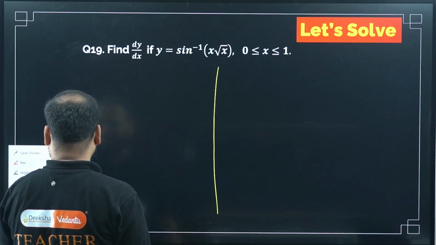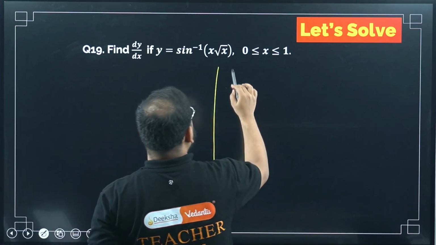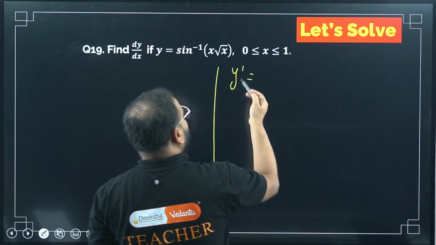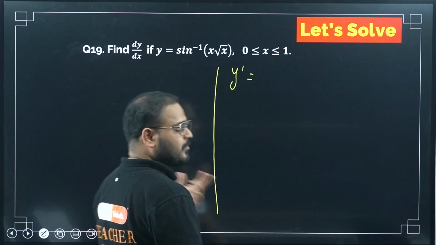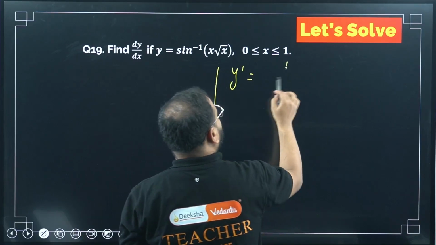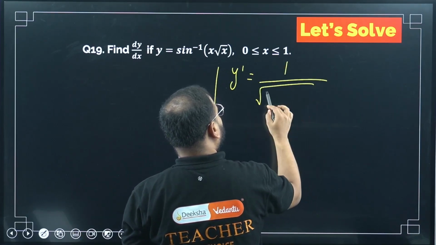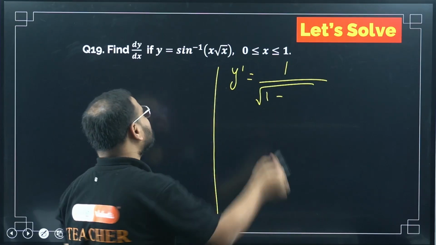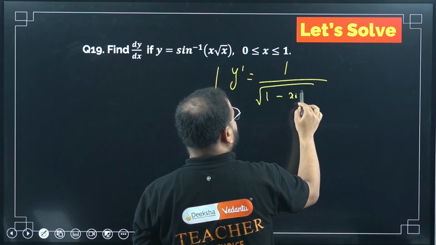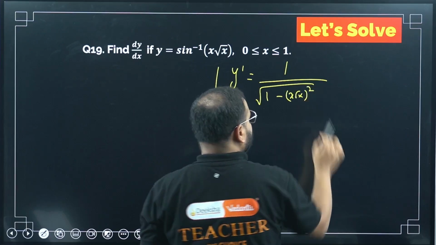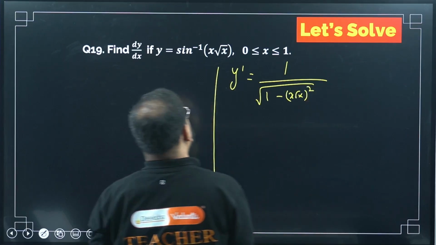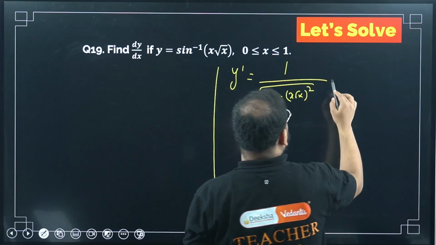Okay. So I can write it as y dash equals to, first I'll do for sine inverse. What is the sine inverse formula? 1 upon root 1 minus x square. What is x here? x root x. So x root x the square, sir. Okay, this is done. And what next?